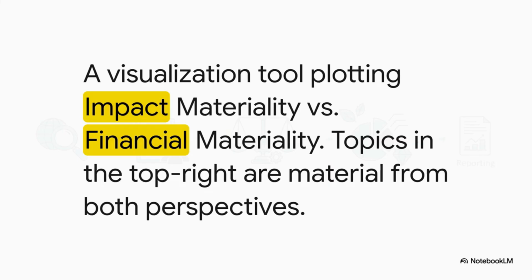A really common way to visualize the results of all this is with a 2x2 matrix, just like this one. You plot financial materiality on one axis, impact on the other. A topic might be a big deal from an impact perspective, but maybe not so much financially, or the other way around. But the topics that land in that top right corner, that's the sweet spot. They're significant from both perspectives, and those are your most critical areas of strategic focus.